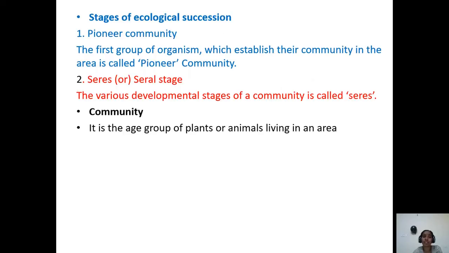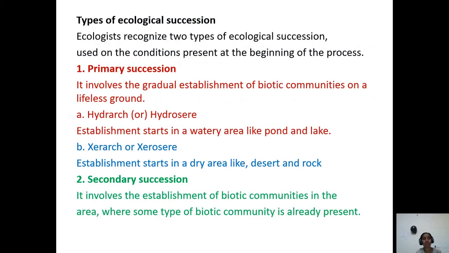Pioneer community: the first group of organisms which establish their community in the area is called the pioneer community, and these are the intermediate stages, nothing but seral stages. The various developmental stages of a community are called seres. And these are the types of ecological succession: primary succession and secondary succession.